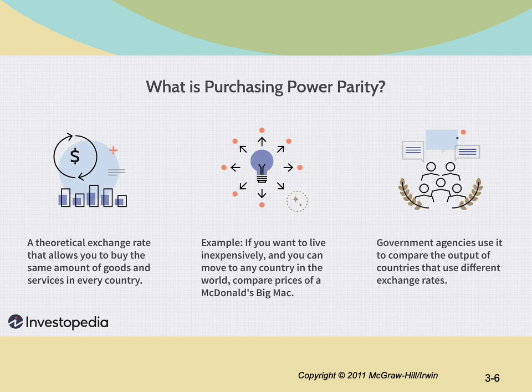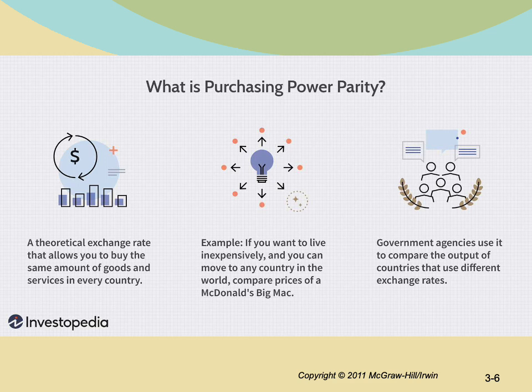PPP, once again, is purchasing power parity. This can be said to be a theoretical exchange rate that allows you to buy the same amount of goods and services in every country. Sometimes we can make an analogy to give an easy explanation of how you compare PPP in different countries by using McDonald's Big Mac.